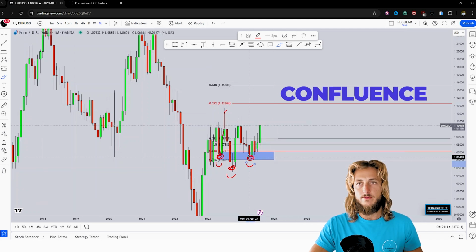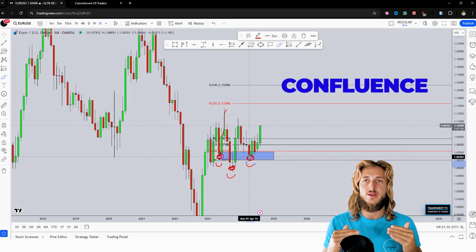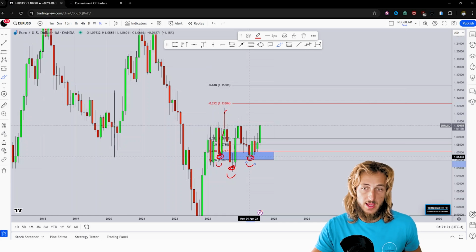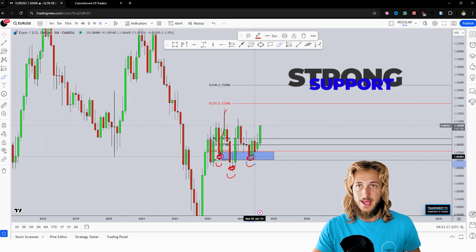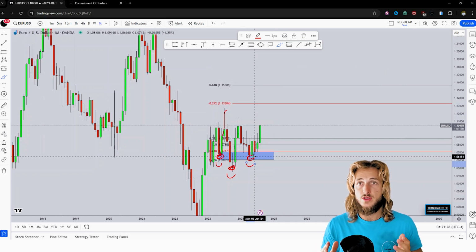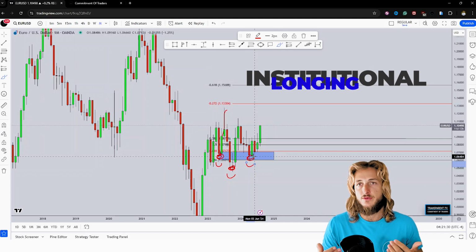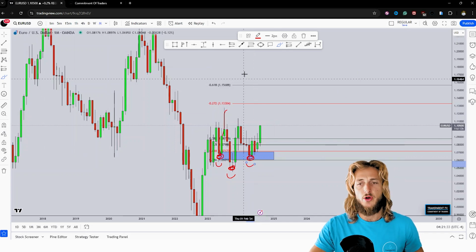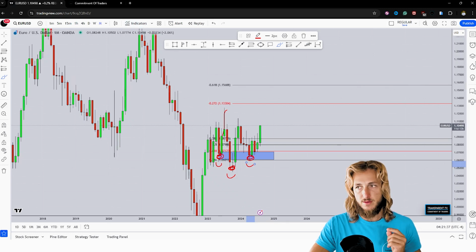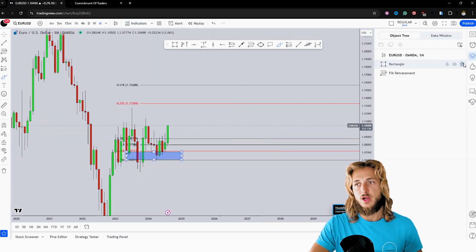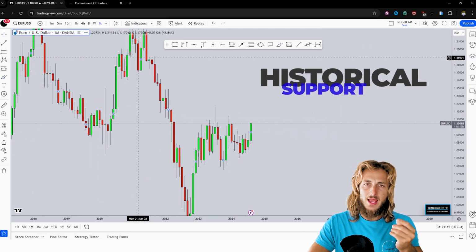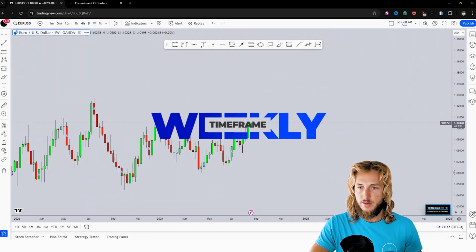Now, when you have a confluence of support zones, so you have multiple layers of support lining up in the same area of price like we have here, so we have horizontal support and the Fibonacci levels in the same area of price, that increases the probabilities of seeing institutional longing inside of that zone. And we will be speaking about institutional longing in just a few minutes when we move to the commitment of traders. But for now, let's keep in mind that the market is rejecting strong confluence of support and historical support. And let's drop down on the weekly time frame.